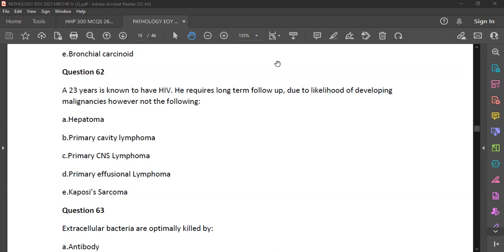So we have some malignancies that are known as HIV defining, and some are known as HIV non-defining malignancies. For HIV defining, I think we all know Kaposi sarcoma and primary CNS lymphoma as good examples. We also have primary effusion lymphoma. If you look at HIV non-defining malignancies, one of the examples always given is hepatoma. So hepatoma is not defined by HIV.